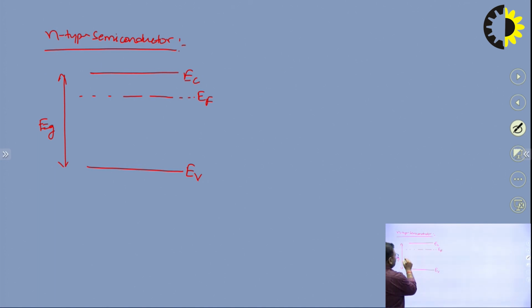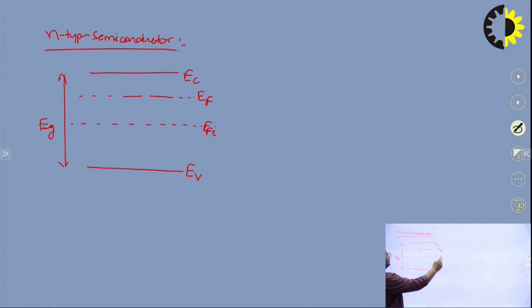In intrinsic semiconductor we know the Fermi level was in the middle of this energy band gap. Here we can say it was EI, or we can say EFI, right? So for intrinsic semiconductor it is in the middle of this energy band gap, and for n-type semiconductor after doping it is shifting towards the conduction band.